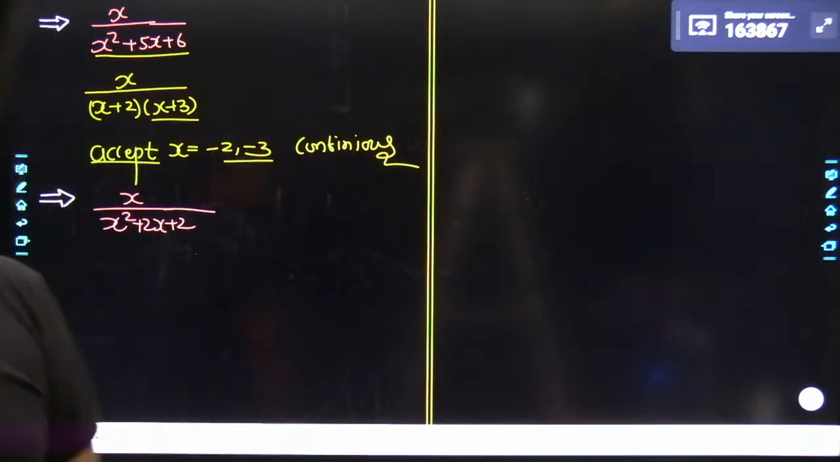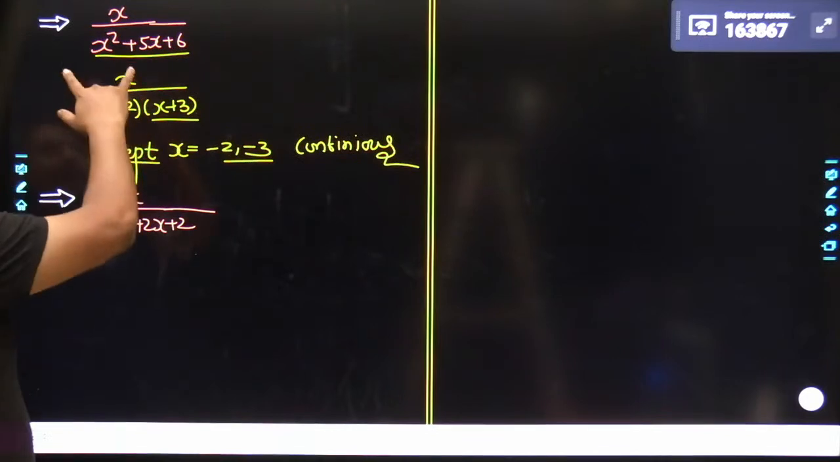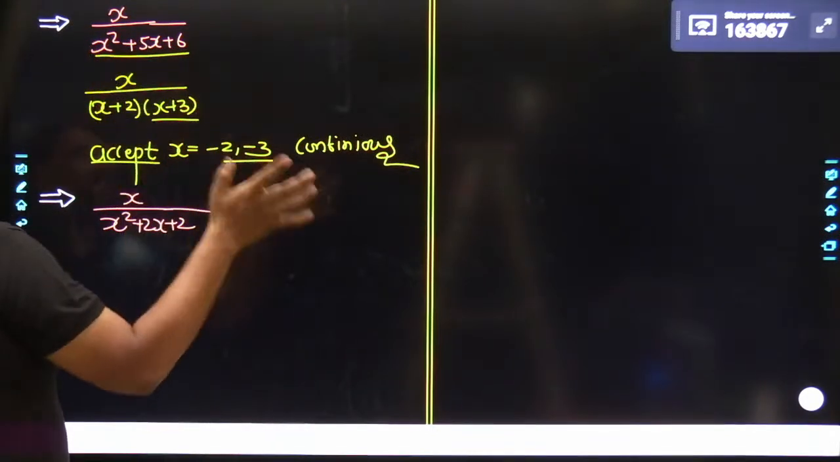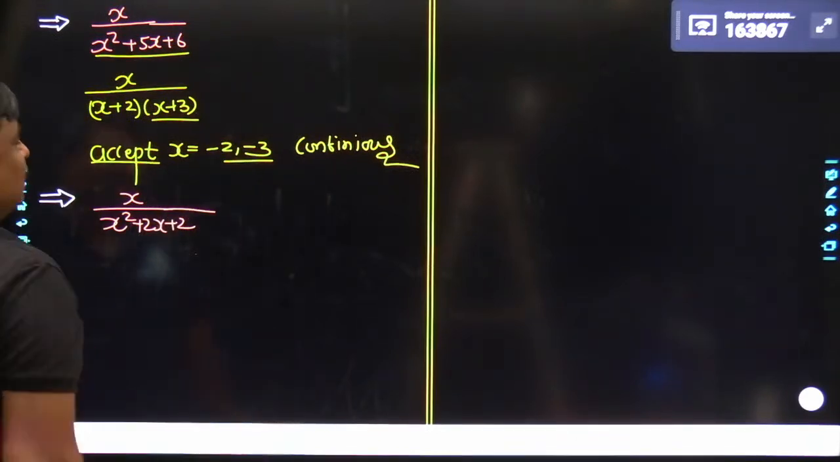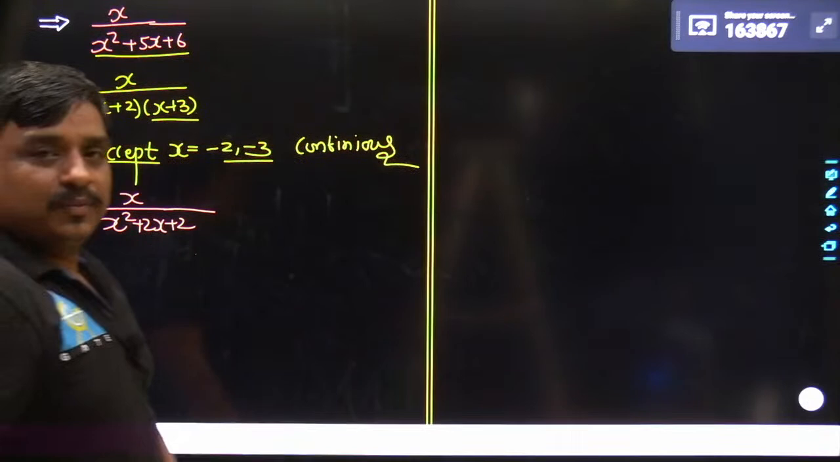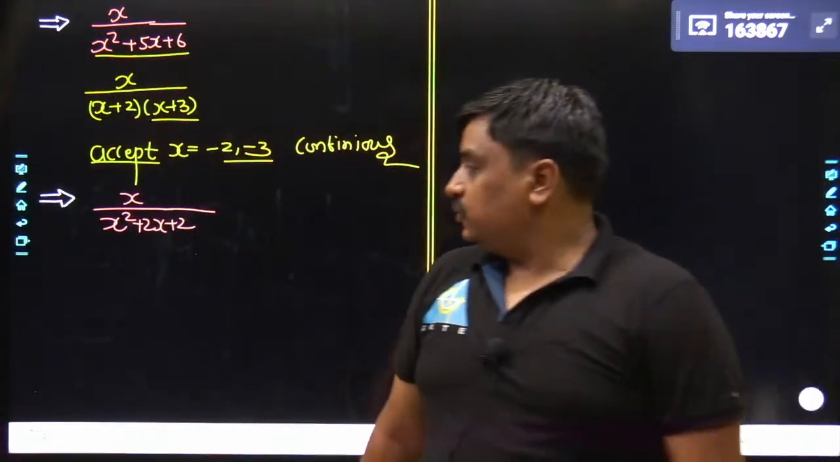I know these are the problems where most of the students are going to get trapped. The problem is x divided by x square plus 2x plus 2. As we analyzed earlier, the poles, or the roots of the denominator, are always the points where the limit does not exist and the function's continuity ceases. What would be the best answer here? x divided by x square plus 2x plus 2.